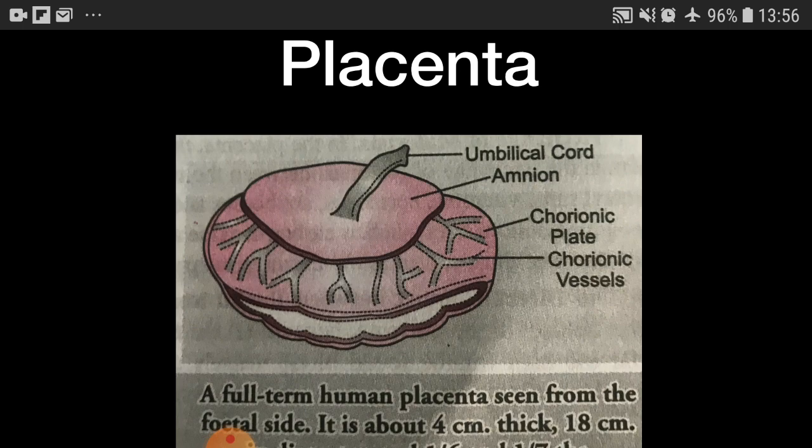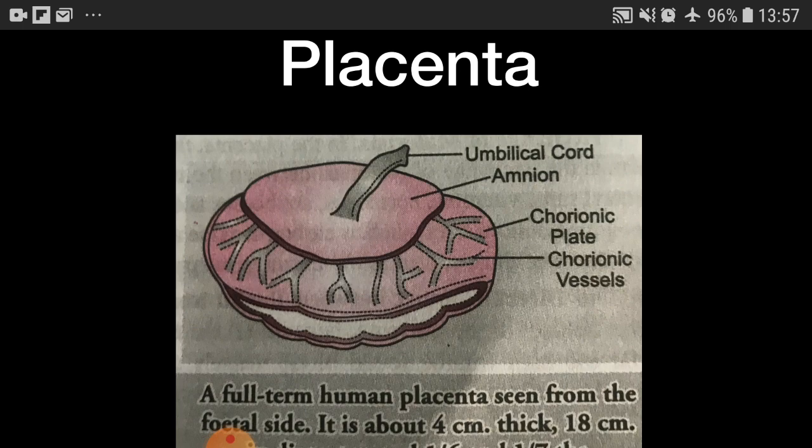So it is sort of a nutritive organ. It is also a digestive organ because the trophoblast of the placenta digests proteins before passing them into the fetal blood. It is a respiratory organ because oxygen diffuses from the maternal blood into the fetal blood through the placenta. Carbon dioxide diffuses from the fetal blood into the maternal blood also through the placenta and is eliminated from the mother's lungs.